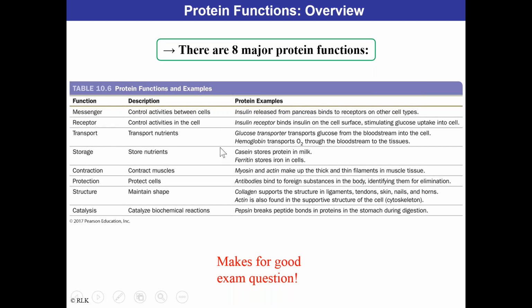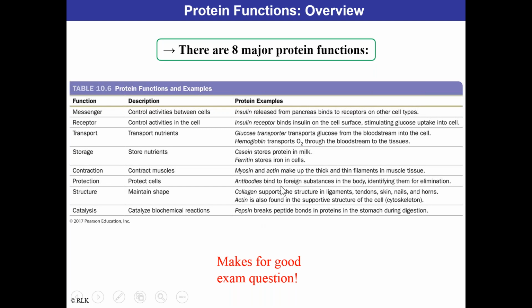Function, transporter. Description, transport nutrients. For instance, glucose transporter transports glucose from the bloodstream into the cell. Hemoglobin, for instance, transports oxygen through the bloodstream to the tissues. Storage, it stores nutrients. Casein stores protein in milk. We mentioned that in the last webinar. Ferritin stores iron in cells. Contraction, including muscle contractions. Myosin and actin make up the thick and thin filaments in muscle tissue.